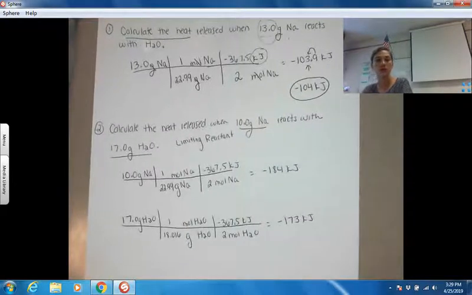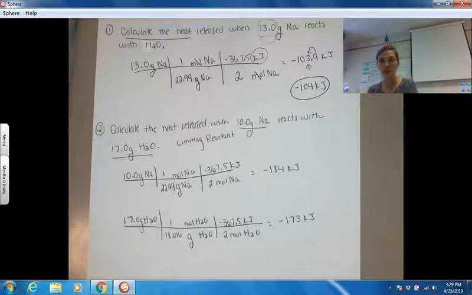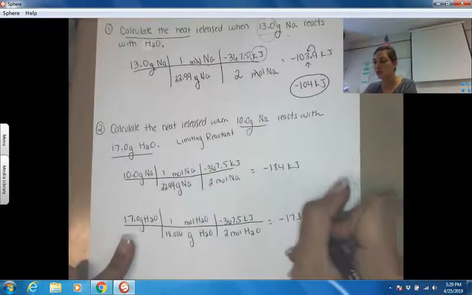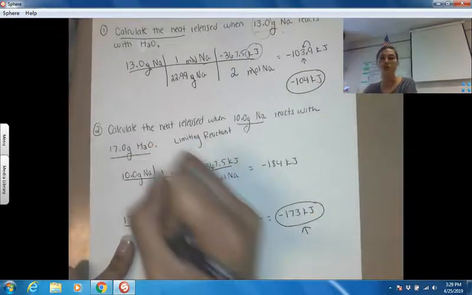If we understand what limiting reactants do, it's the reactant that's going to limit the amount of product that we can make. And so 17 grams of water makes a smaller amount of energy. So this is going to be your answer. Water was your limiting reactant.